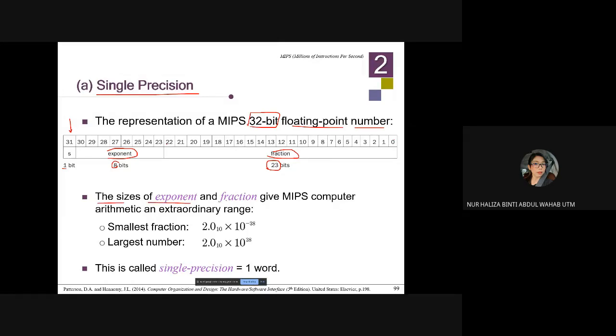The size of exponent and fraction give MIPS computer arithmetic an extraordinary range. So the smallest fraction is this one. The largest number is this one. So this is called single precision, which is one word. In your digital logic, you already looked into how many bits are available in 1 byte, and then you also looked into words and so on. So please look back at what the words are, how many bits. Now you know one word is equal to.